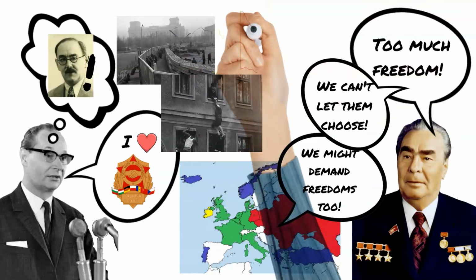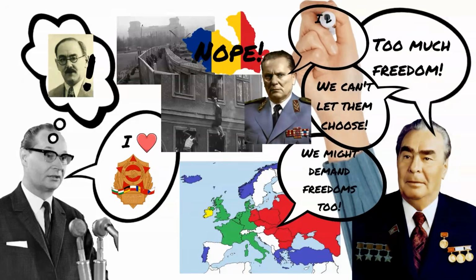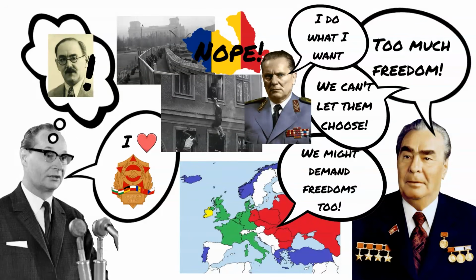Brezhnev was already having problems with Romania, who were refusing to attend the Warsaw Pact meetings, and with Tito of Yugoslavia, who was refusing to accept orders from Moscow. The last thing Moscow needed was another country causing problems that would further weaken the Warsaw Pact.